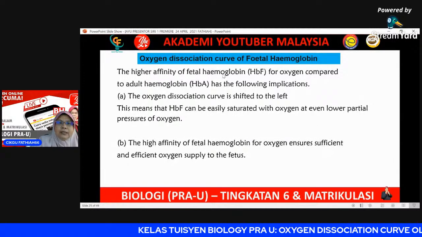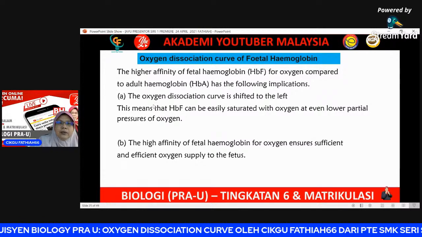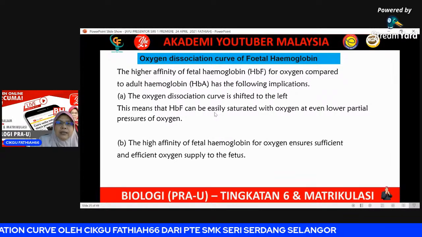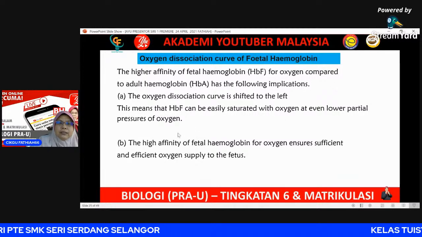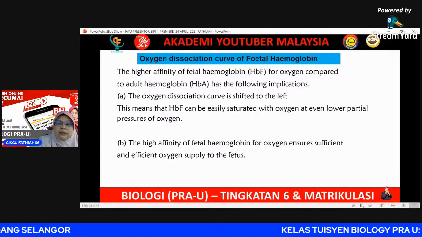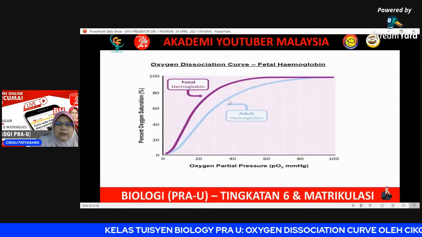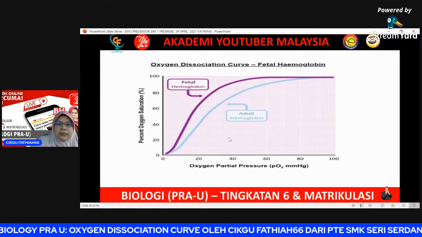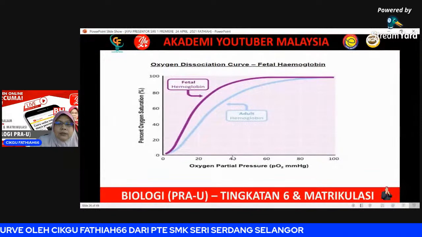Okay, the higher affinity of fetal hemoglobin for oxygen compared to adult has implications. Number 1, the oxygen dissociation curve is shifted to the left. That means fetal hemoglobin can easily be saturated with oxygen at an even lower partial pressure of oxygen. Okay, we check the graph here. At lower, we compare adult hemoglobin to fetal. Let me check the diagram. Okay. Lower partial pressure of oxygen.